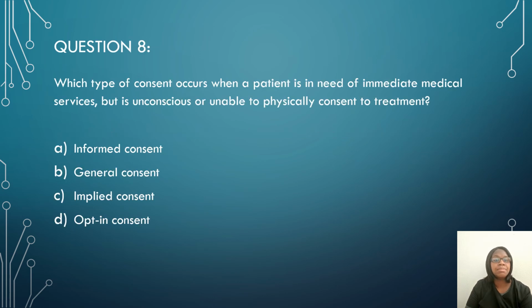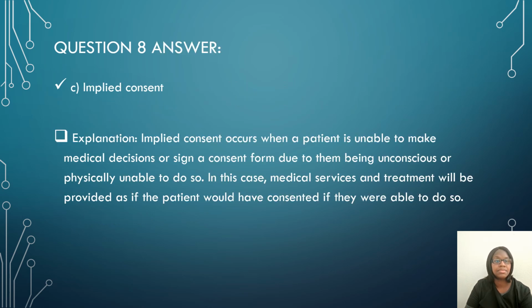Question 8. Which type of consent occurs whenever a patient is in need of immediate medical services but is unconscious or unable to physically consent to treatment? Implied consent. So, implied consent occurs whenever a patient is unable to make those types of medical decisions, but you go ahead and do the medical treatment and services such as X-rays, CTs, MRIs, as if they would have consented to that if they were able to do so.